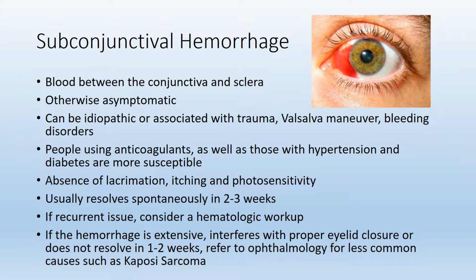Generally, it resolves spontaneously in 2 to 3 weeks as the blood is cleared away. And if it becomes a recurrent issue, then it's important to consider a hematologic workup. As well, if the hemorrhaging is extensive or if it interferes with proper eyelid closure or does not resolve within a few weeks, then it's important to refer these patients to ophthalmology for less common causes of conjunctival hemorrhaging, which include things like Kaposi sarcoma.